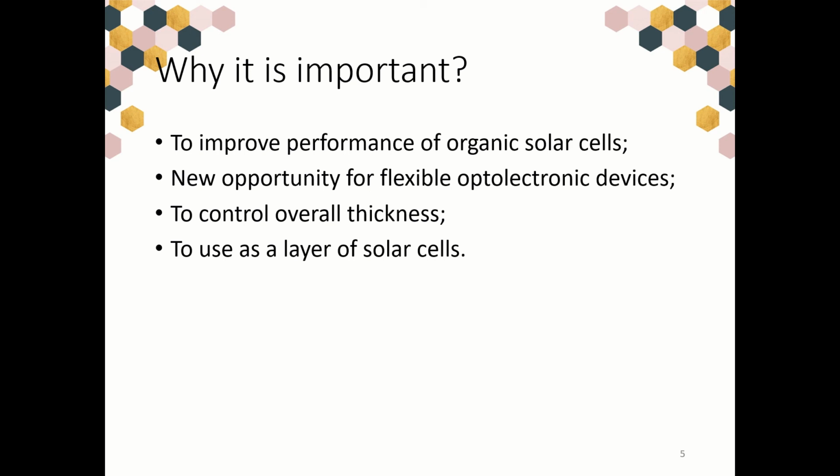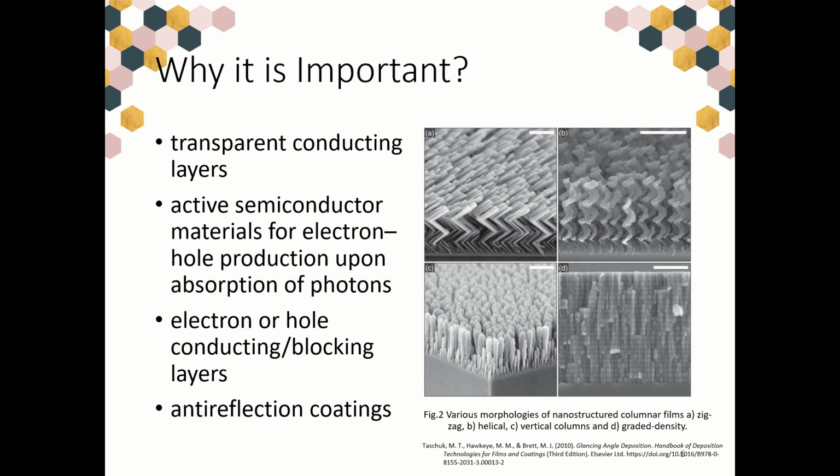Glancing angle deposition provides such freedom as it directly and accurately controls material structure across a range of size scales and allows creation of diverse array of columnar morphologies through modifications of the same basic technique. Moreover, various morphologies of nanostructured columnar films are shown in Figure 2.